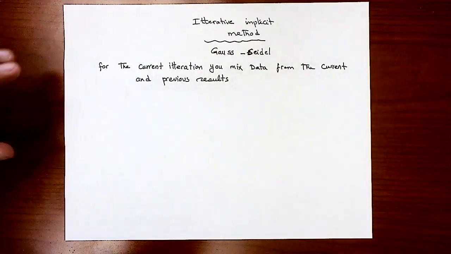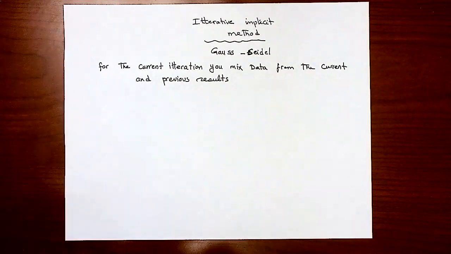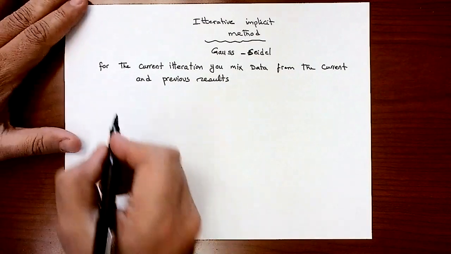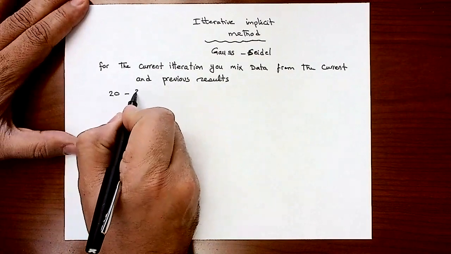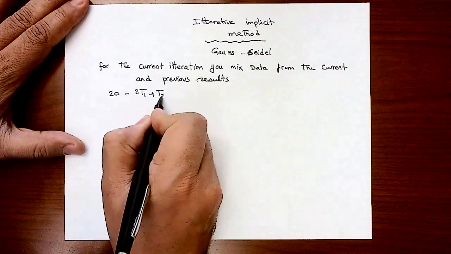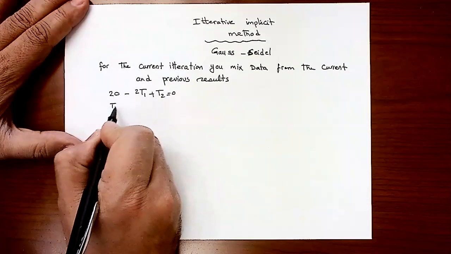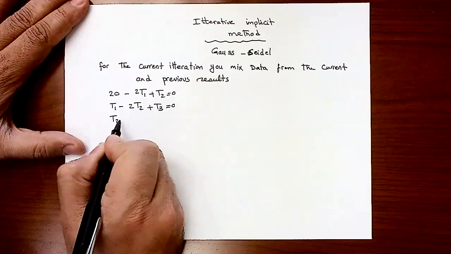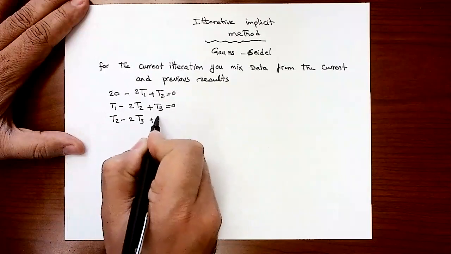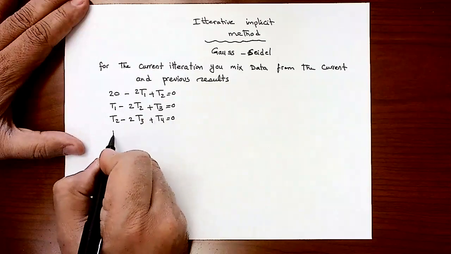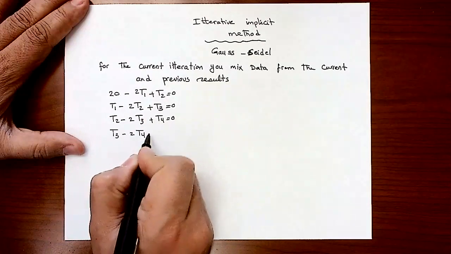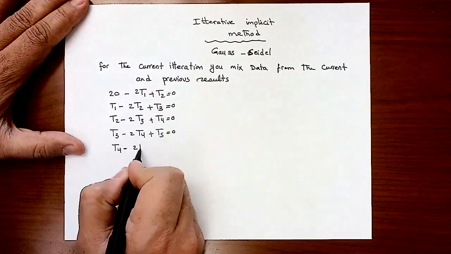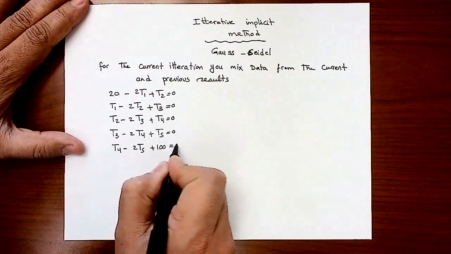Let me first list the 5 equations that we got for the one-dimension heat conduction problem reported in the previous recording. So the equations were 20 minus 2t1 plus t2 equal 0. Then we have t1 minus 2t2 plus t3 equal 0. t2 minus 2t3 plus t4 equal 0. Then t3 minus 2t4 plus t5 equal 0. Then we have t4 minus 2t5 plus 100 equal 0.